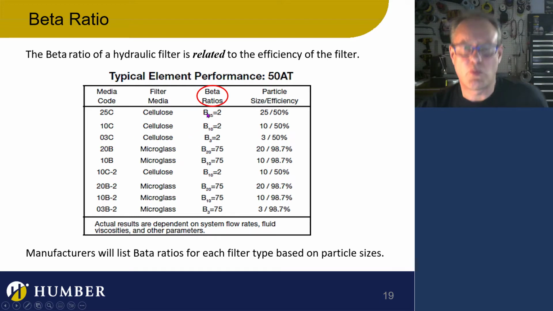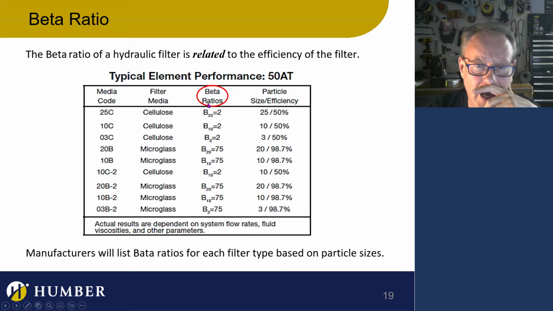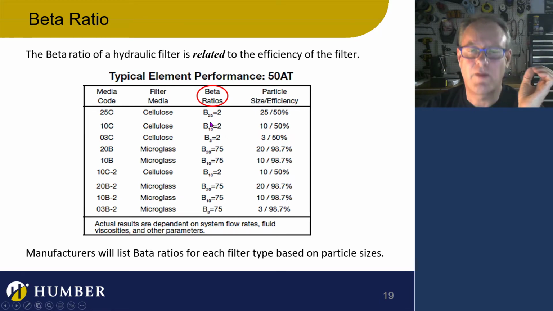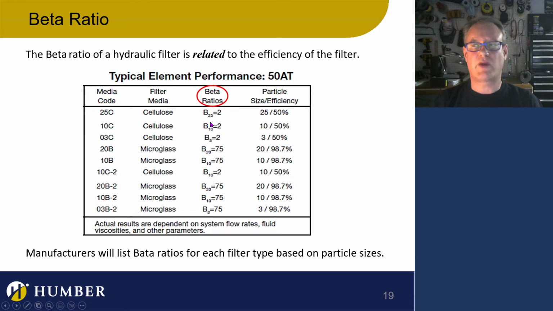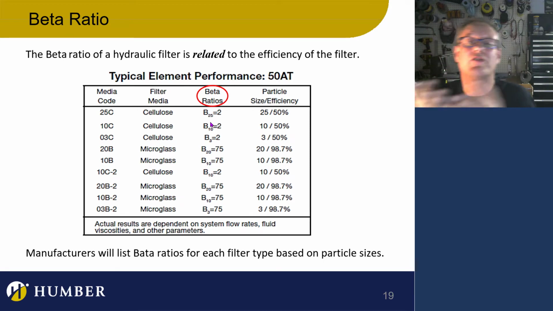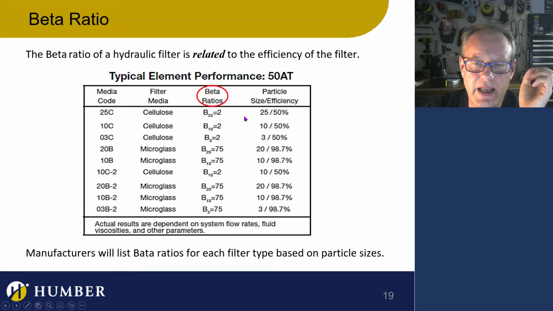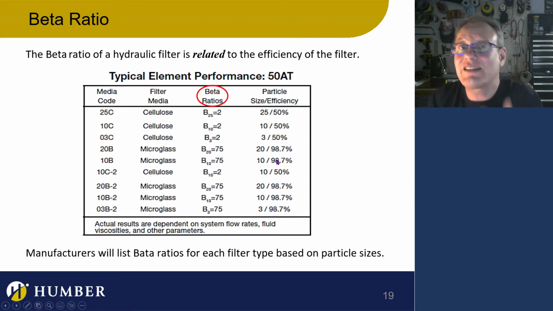Essentially, what's going on is that when you have a beta ratio, there'll be a subscript and it'll be a number. And that number is the size in microns of the particulate that it's filtering. So essentially, there's a beta 25 and a beta 10 and a beta 3 and a beta 20. So all of these are the particulates. Now, the beta ratio itself is the ratio of the fluid leaving, or the fluid downstream, to the fluid upstream. And I will show you that in another slide. But essentially, it's related to the efficiency, and it's not actually the efficiency.